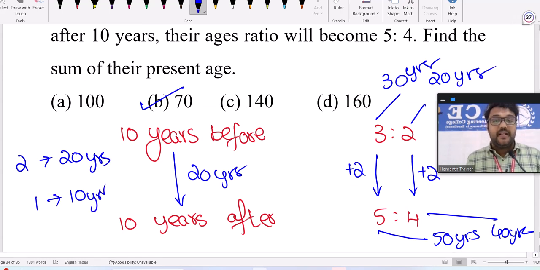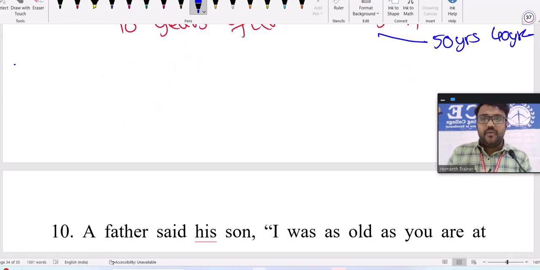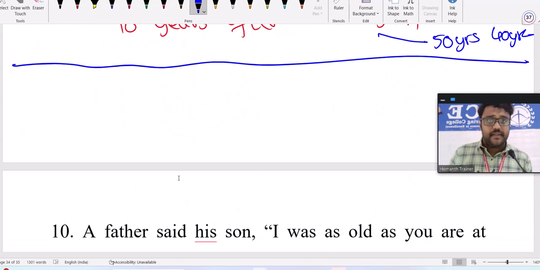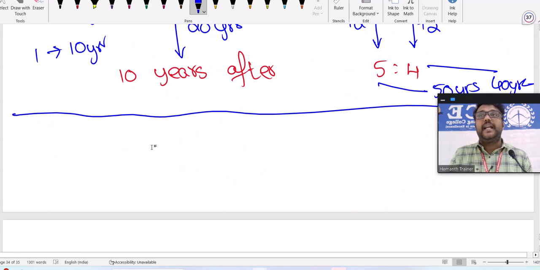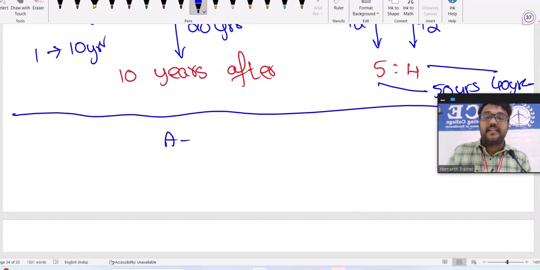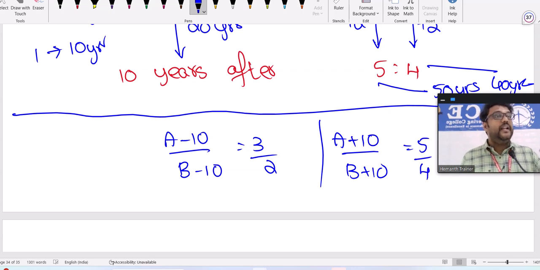Many people get stuck in one equation, like, sir, who are the two people here? A and B only. Okay, A and B. So you people may take A's present age as A, sir. 10 years ago means A minus 10. B 10 years ago means B minus 10. They gave the ratio 3 by 2. 10 years after means A plus 10, sir. This is B plus 10, sir. 5 by 4. And solving these two equations, calculating A and B, will definitely take more than 2 minutes.